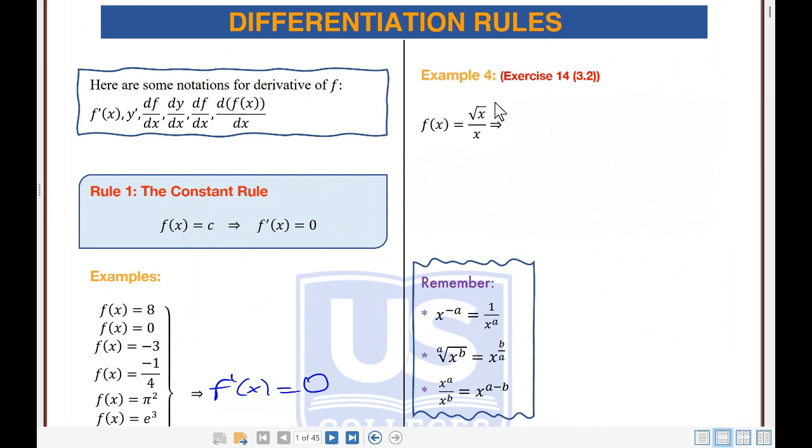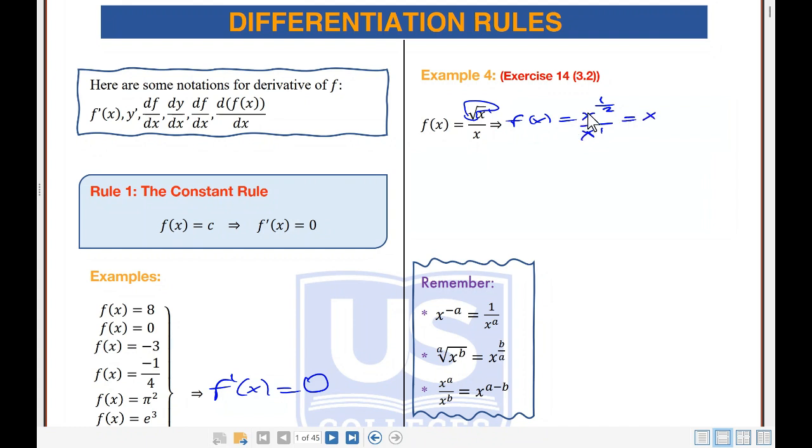Okay, we may have variables at the top, variable at the bottom. So for these kind of questions, we should rewrite the function so that we have only one variable written in the numerator. So let's get rid of this radical first. What is square root of x in terms of fractional exponent? It's x to the power of, inside power is 1, outside power the index is 2. So it's x to the power of half divided by x.